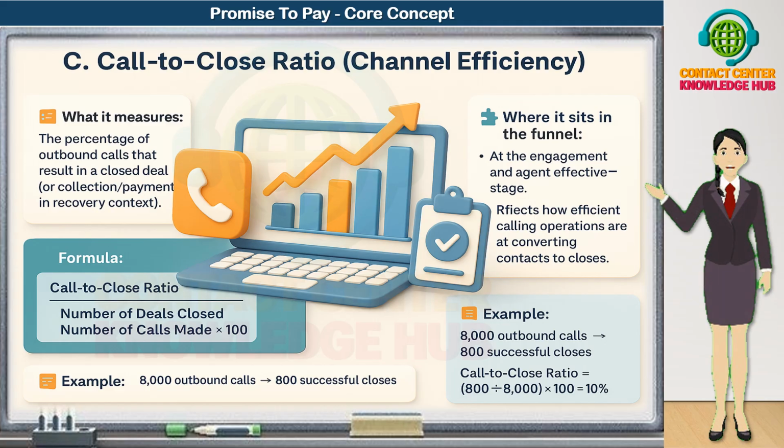This metric is widely used to measure agent productivity, contact strategy effectiveness, and dialer performance. A strong call to close ratio signals that your team is not just reaching customers, they're converting them.